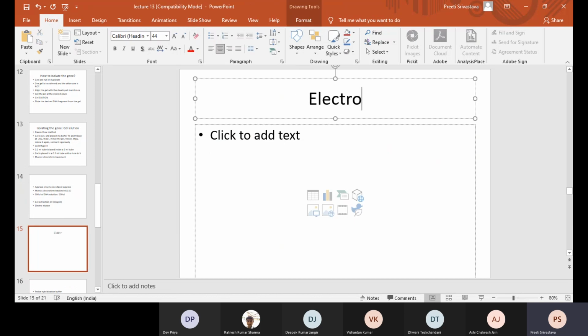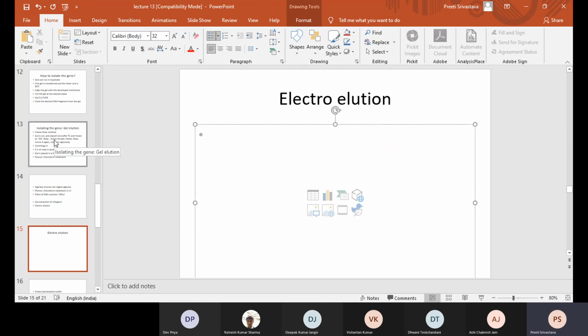But just to tell you a few things before I discuss electroelution. When we use the freeze thaw method, or a Qiagen column or gel extraction kits, or agarase, all these methods usually work for smaller DNAs, and the yield of DNA is quite good. But whenever we talk about very large DNA fragments, you will find that the yield is not that good.